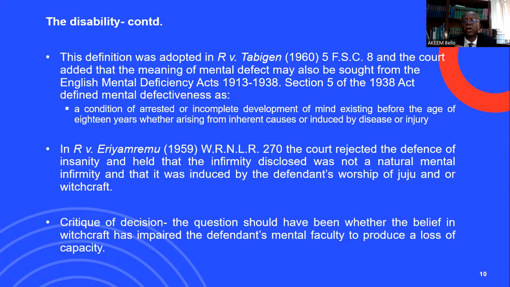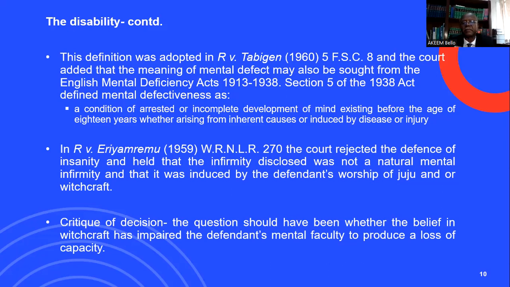Now, in Meru, 1959 Western Region of Nigerian Law Report, the court rejected the defense of insanity and held that the infirmity disclosed was not a natural mental infirmity, and it was induced by the defendant's worship of juju and or witchcraft. In that case, the defendant was trying to make a plea that he committed the crime because he was obliged to do so by his belief in witchcraft. And the court rejected that defense and held that the infirmity disclosed was not natural. It was brought about by the defendant's own worship of juju and of witchcraft.